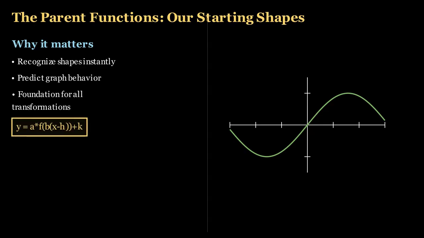These 6 shapes are the alphabet of graphs. Learn them now, and you'll be reading whole sentences later. They are the raw clay we will soon mold by stretching, squishing, and sliding them around.